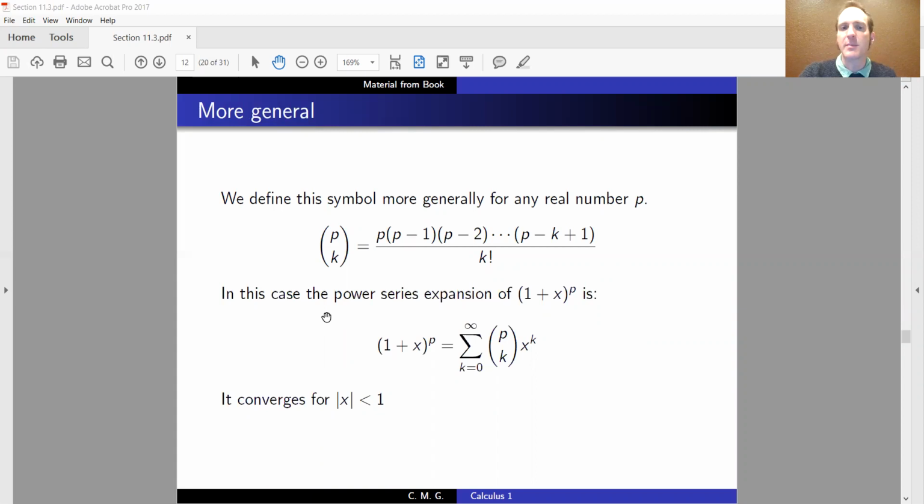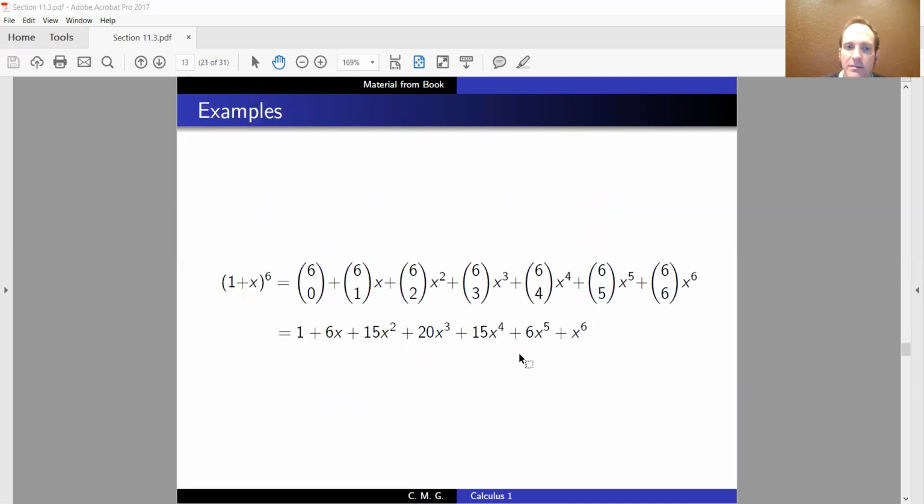So the power series expansion of 1 plus x to the p is just the sum of p choose k times x to the k. So that p choose k, where we define p choose k with a product on the top instead of a factorial on the top and a k factorial on the bottom. This will converge for absolute value of x less than 1. This is really cool. This actually works out for any power I could possibly put in there. I could put in pi, I could put in 0.5, I could put in -1, and this will be the power series expansion of those functions.